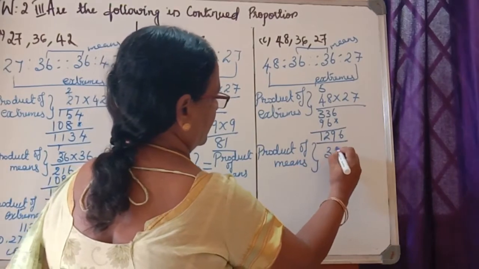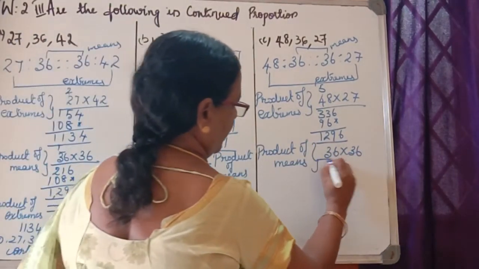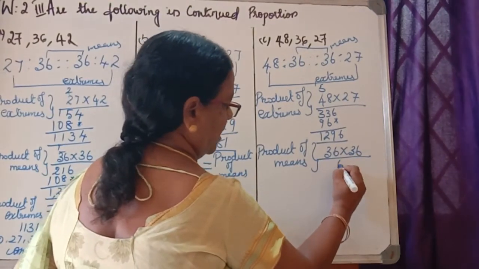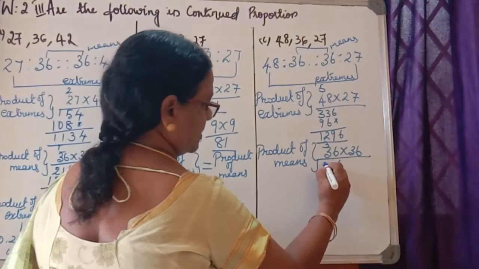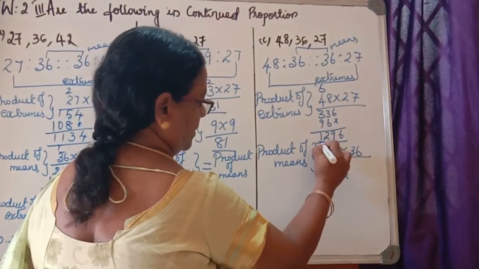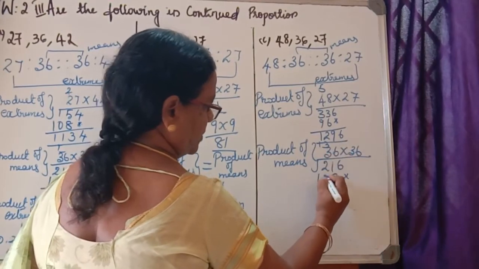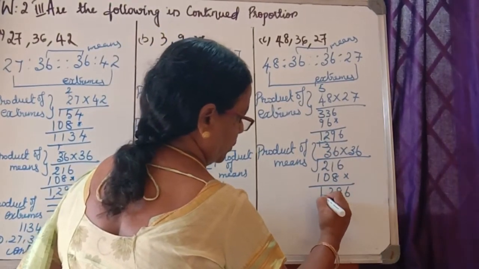What is that? 36 into 36. Already we have done it, but once more we'll do it. 6 6s are 36, remainder 3. 6 3s are 18, 18 plus 3, 21. 6 3s are 18, remainder 1. 3 3s are 9 plus 1, 10. Here 8 plus 1, 9, 2.